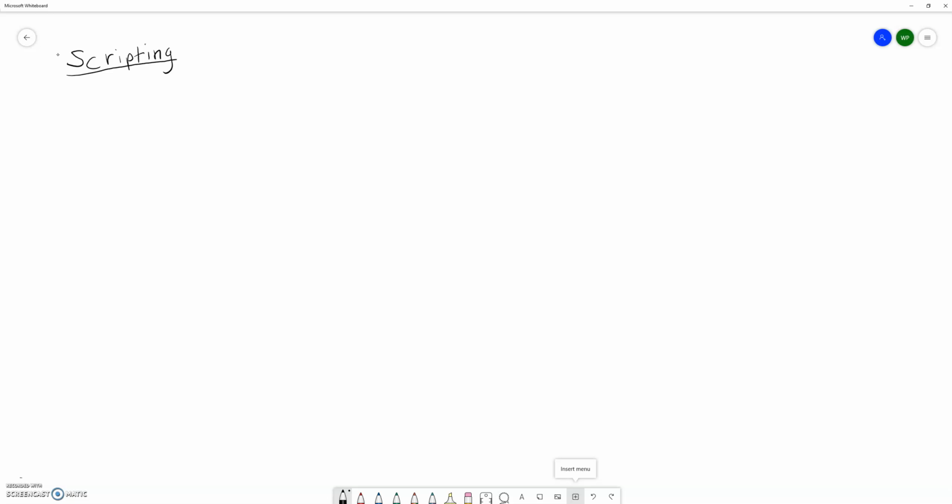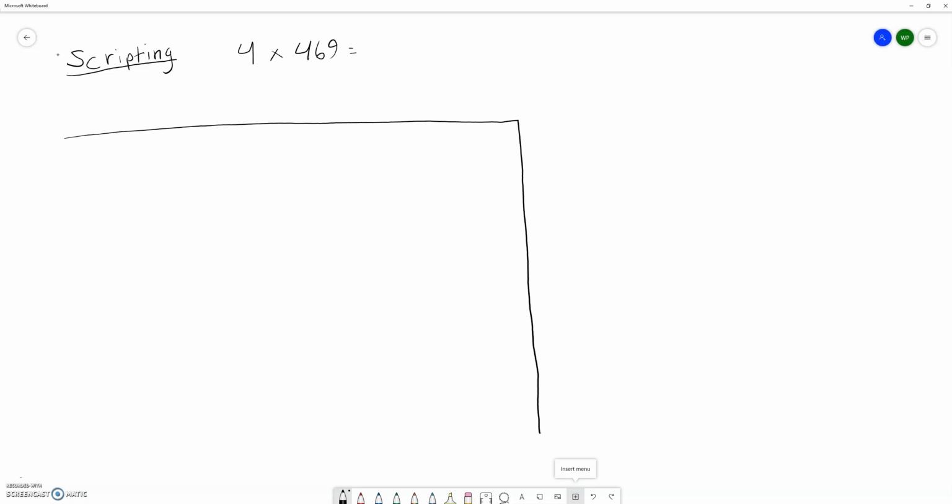So let's start off by saying if we had 4 penguins and each penguin ate 469 fish each. So we look at this problem and we see 469 is a really big number, and that would be really hard to put in an array and draw it out, right? So scripting is a good strategy to use that's more effective and will help you solve the problem easier, even with big numbers. So we want to start off by drawing our table here.